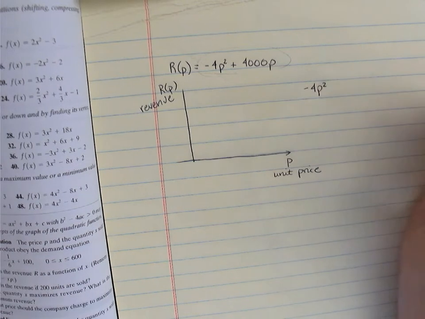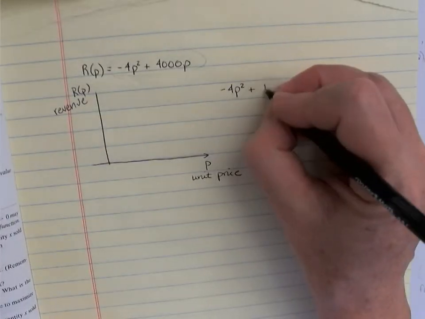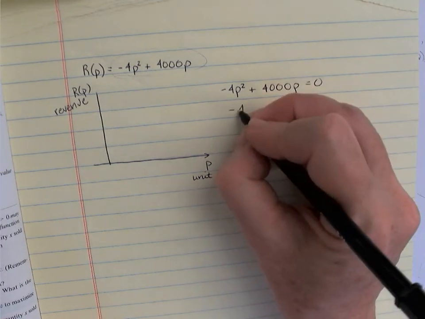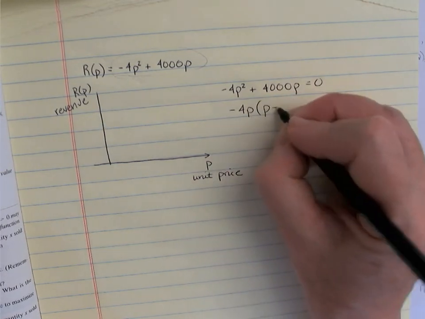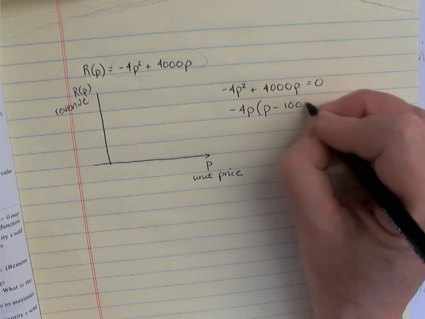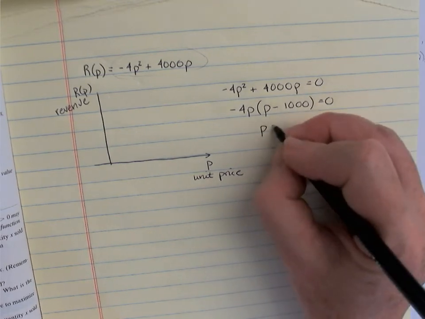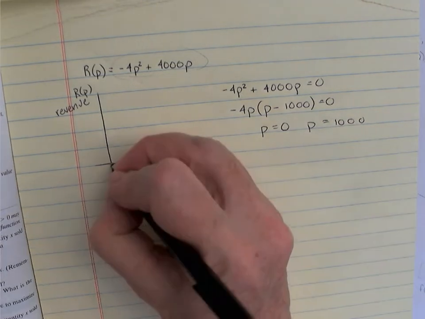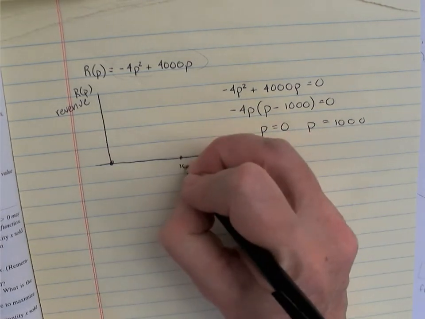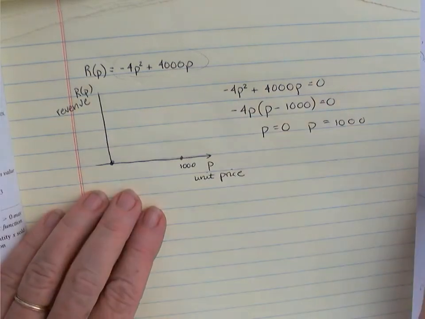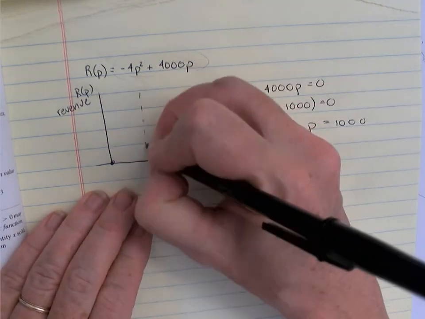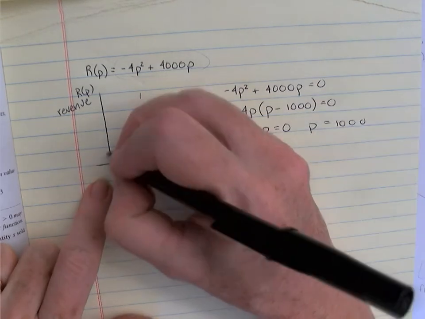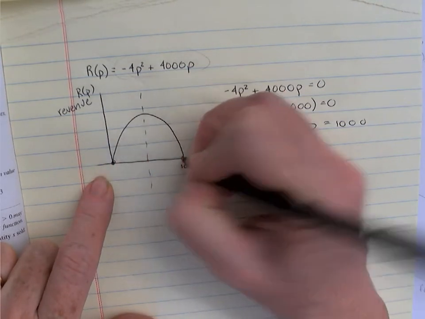Negative 4p squared plus 4,000p is equal to 0. Let's factor out a negative 4p, and that's going to leave us with p minus 1,000 is equal to 0. So I know my x-intercepts are going to be at p is equal to 0 or p is equal to 1,000. Because parabolas are symmetric, our axis of symmetry is going to go right down smack in the middle of those x-intercepts. This is going to open down, so we're going to have something that looks like that.